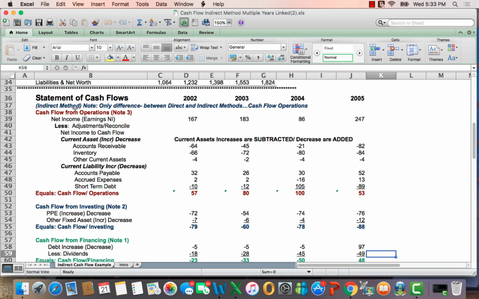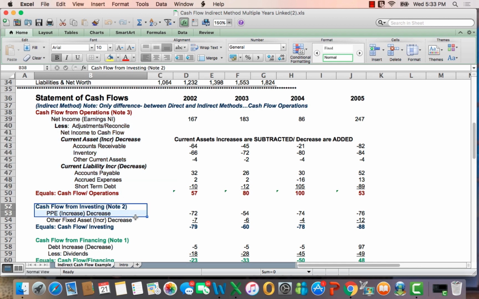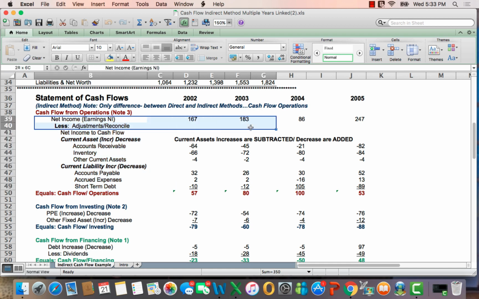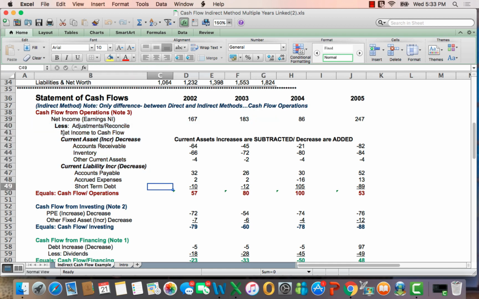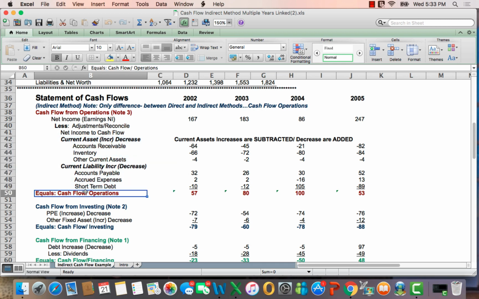The indirect method reconciles the cash flow from operations, and it's important to know that this only applies to cash flow from operations. The indirect method does not apply to the other two categories. So cash flow from operations starts with net income at the top, and it makes adjustments here to get to cash flow from operations. And this is the tricky part.